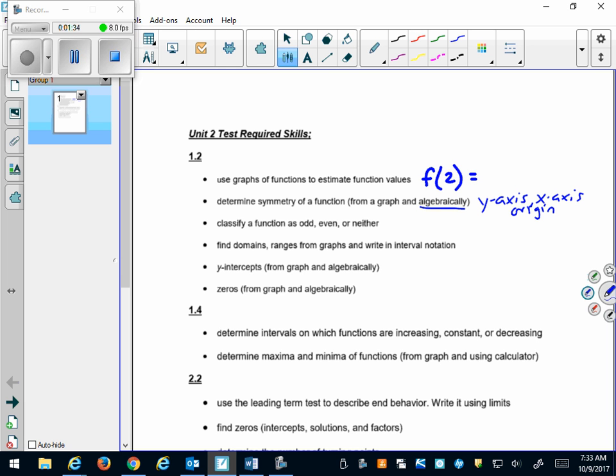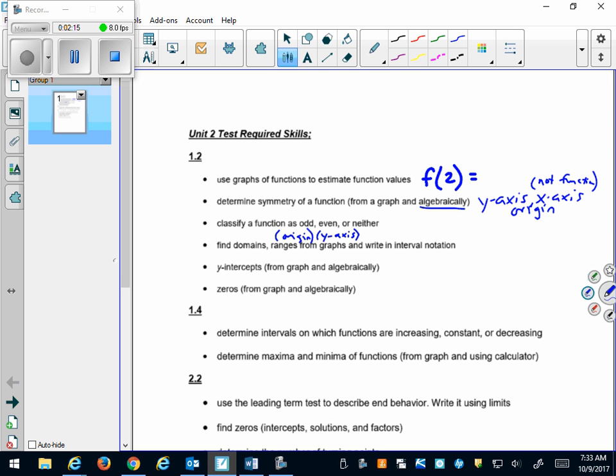Remember that? Okay. And then once you have that information, you can classify the function as odd, even, or neither. Remember, even is y-axis symmetry. Odd is origin symmetry, and then there's neither. And remember, we said you can't use x-axis symmetry to determine whether a function is odd, even, etc., because x-axis symmetry is literally not a function. If it's symmetrical over the x-axis, that means it's actually not a function. The vertical line test wouldn't work.